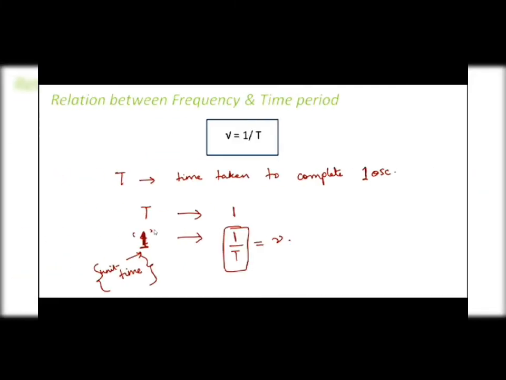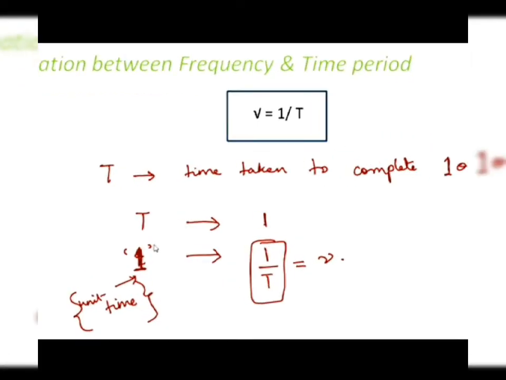Now there is a very close relationship between time period and frequency. If you look at their definition, they are very closely related. Let's try to find out the relationship between frequency and time period. Frequency is equal to 1 by T, 1 by time period. Let's see why that is so.